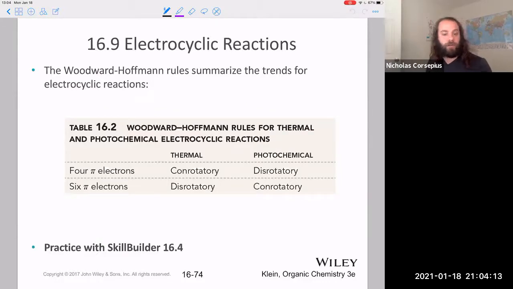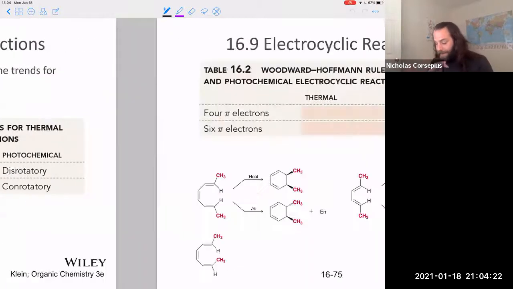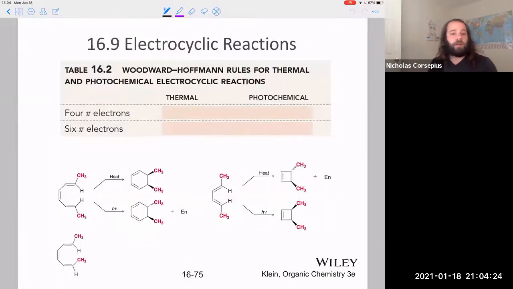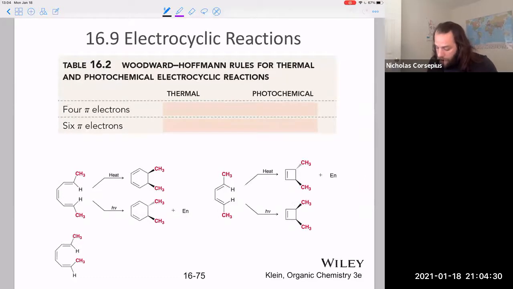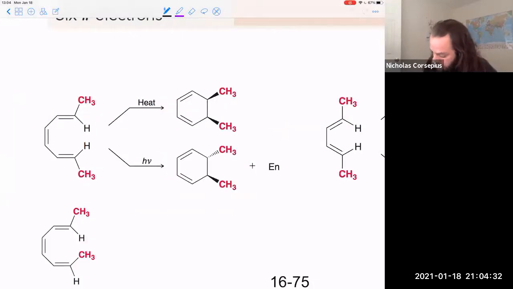6 electrons under thermal conditions would be dis-rotatory, and then it's reversed when it's catalyzed by light or photochemical. But now again, I told you that I was going to give you this long molecular orbital explanation and then simplify it a little bit, okay? So let's look closely here at what we got. First of all, notice that our products can be labeled, of course, as cis or trans, depending on the stereochemistry of those groups relative to the ring.